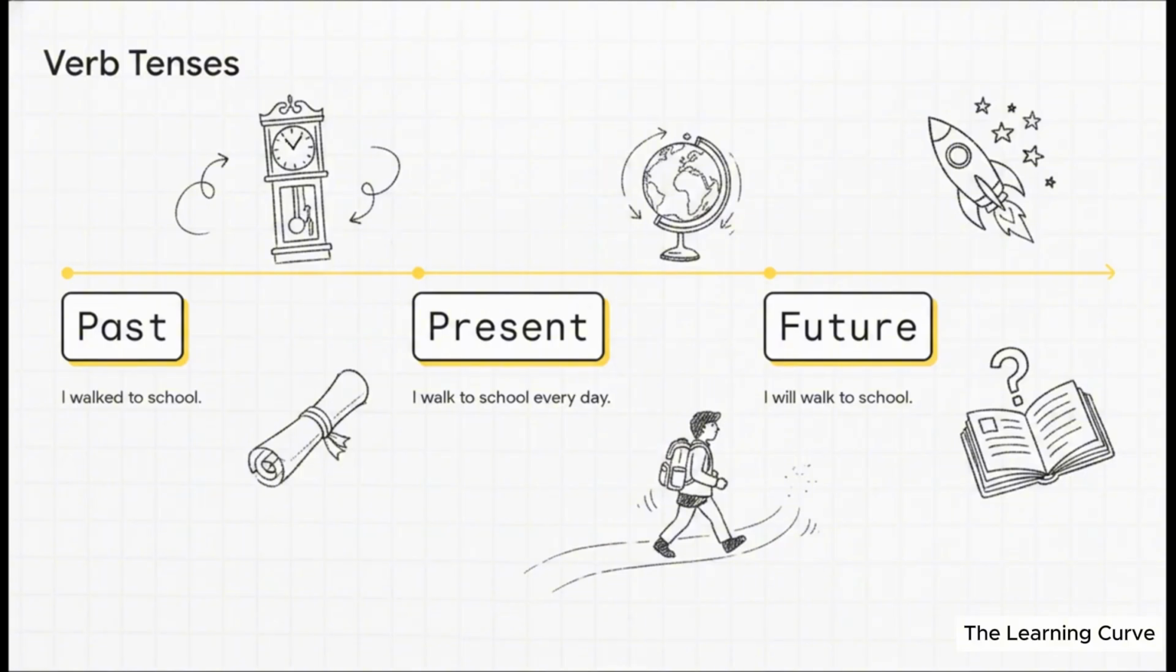Do you see how the core meaning, the action of walking itself, stays exactly the same, but the time completely shifts? Just by adding an ed for the past or tossing in the word will for the future, we get total precise control over the timeline of our sentences. It's a real game changer.